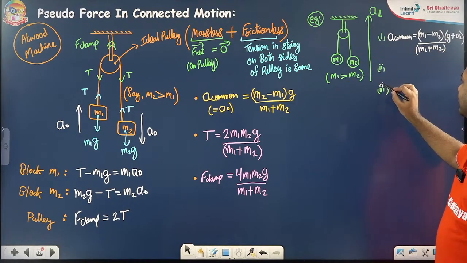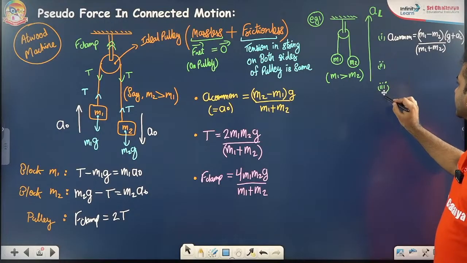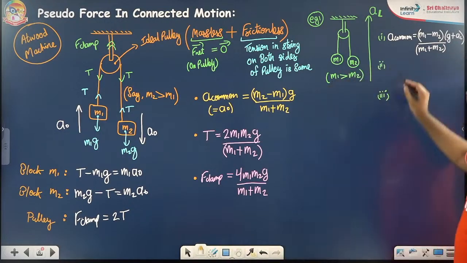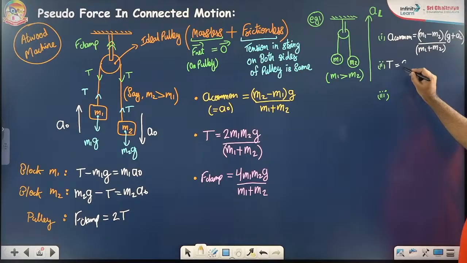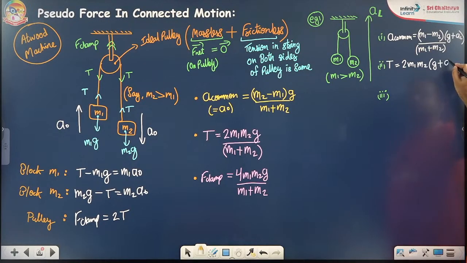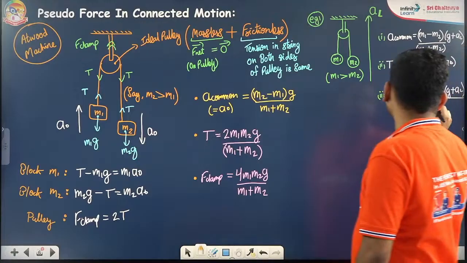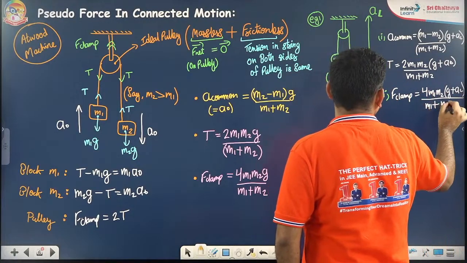Okay. Now the second result which I'm writing is tension. Tension will be equal to 2 M1 M2 G, where G will become G plus AL, by M1 plus M2. Okay, and force on the clamp, the reaction, that will be double of the tension. So that will be 4 times M1 M2 (G plus AL) by M1 plus M2.